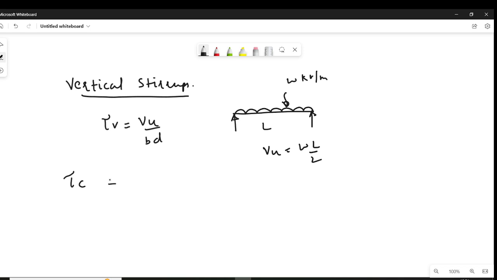Tau c can be taken from IS 456-2000, table number 19, page number 73. It depends on two values: the grade of concrete, and the percentage of reinforcement in the beam. By knowing those two values, we can determine the value of tau c. After determining tau v and tau c, we have to compare. Let's say tau v is greater than tau c, then shear reinforcement is required, and we are providing it as vertical stirrups.